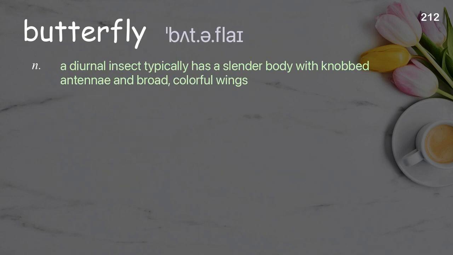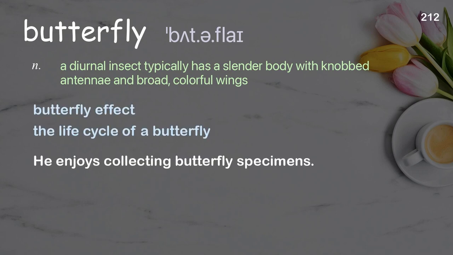Butterfly. A diurnal insect typically has a slender body with knobbed antennae and broad, colorful wings. Examples: butterfly effect. The life cycle of a butterfly. He enjoys collecting butterfly specimens.